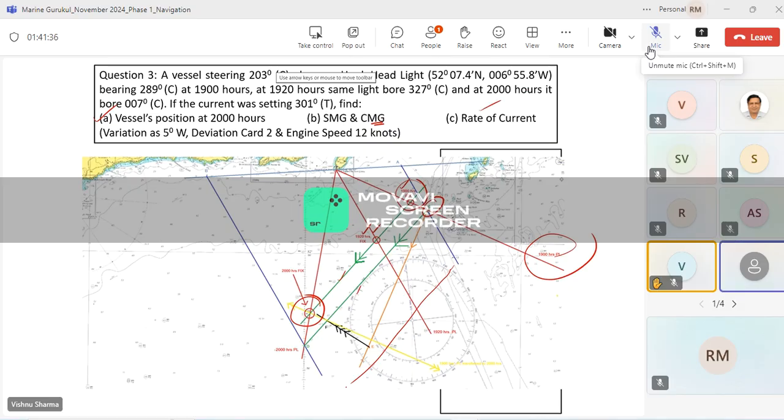करंट का रेट ये ब्लैक कलर का जो है, वेरी गुड. मेजर EF. This is the drift in 1 hour, and that is the rate of current. Yes, correct. यस सर. अब जरा 5 बार अपने से रिपीट करो.